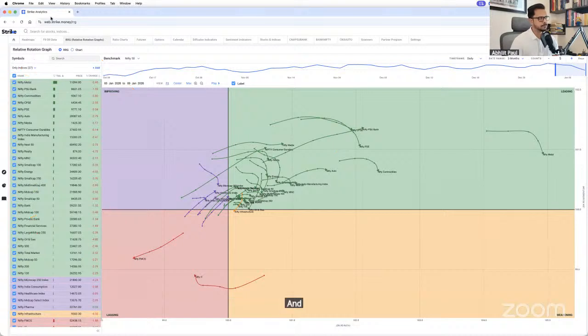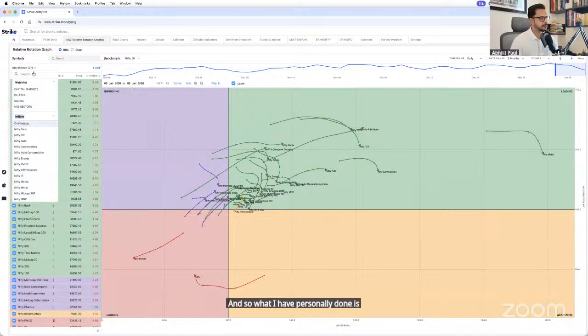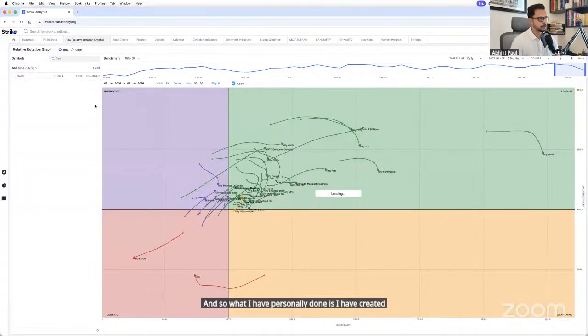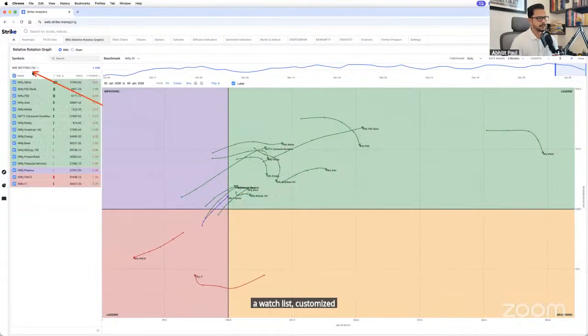And so what I have personally done is I have created a customized watch list of NSE sectors, wherein I've kept the core 16 sectors. Apart from these core 16, there are few more, and I'm sure our team of Strike will slowly add them. And it will probably become over a period of time a core close to 19 to 20 sectors. This looks more manageable. 16 sectors, much more cleaner.